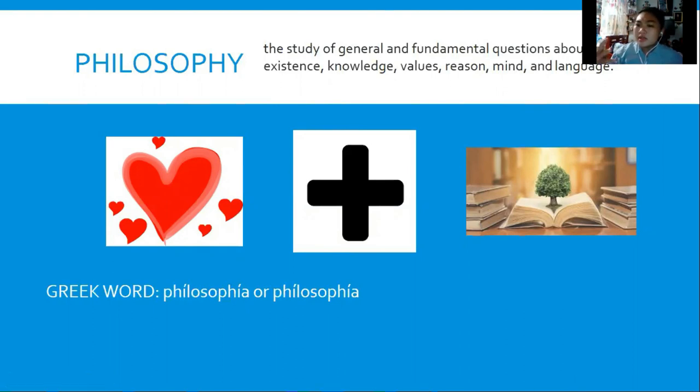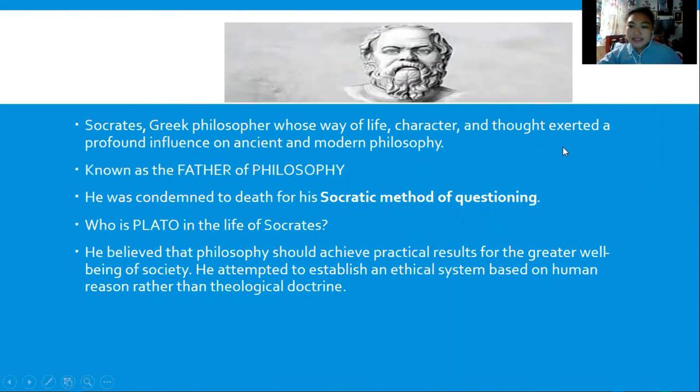Let's talk about understanding or defining the self with different philosophers. Let's start with this guy. Who is this guy? We have Socrates. Socrates is a Greek philosopher whose way of life, character, and thought exerted a profound influence on ancient and modern philosophy. The influence of Socrates comes from the ancient until today, the modern philosophy, and right now, we are still studying about him.